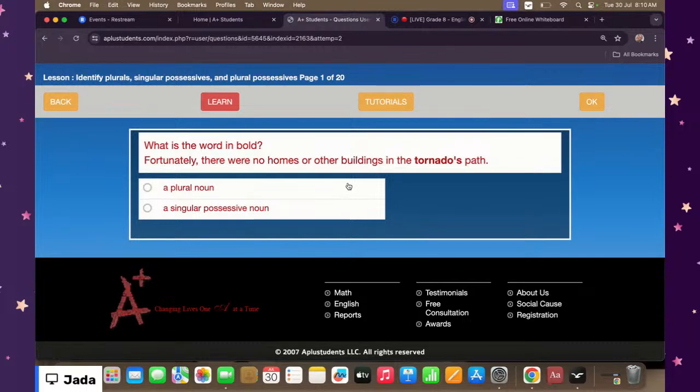So, moving on to the test, let's answer some questions together. What is the word in bold? It says, "Fortunately, there were no homes or other buildings in the tornado's spot." Now, tornado, singular, then make it singular possessive. You have to put your apostrophe and your s.